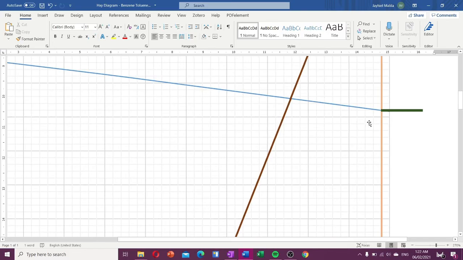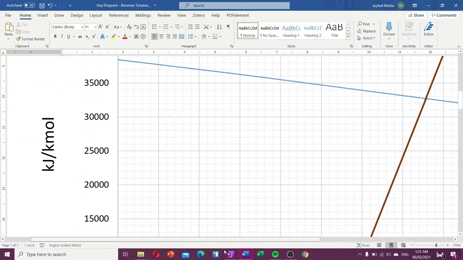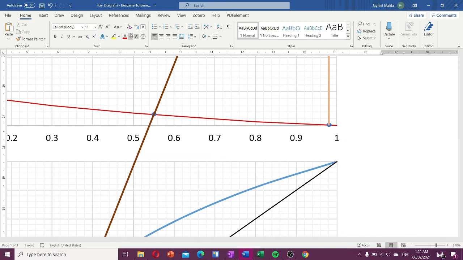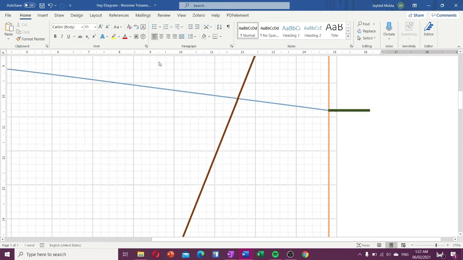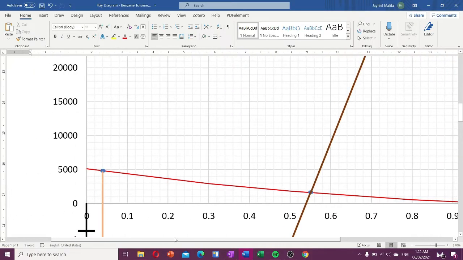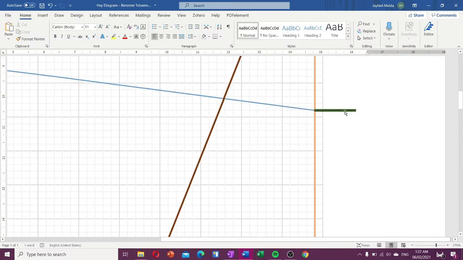So if you want to know the value of this one, you have to extend the line towards the left side so that you can read it. It's around 30 something. I think 31,000. Yeah, it's around 31,000. And then the value of the distillate is probably 5,000. From my calculations, it's not really super clear here.